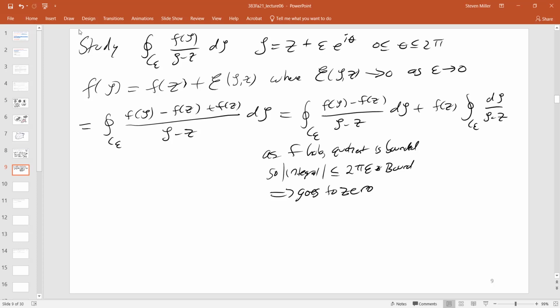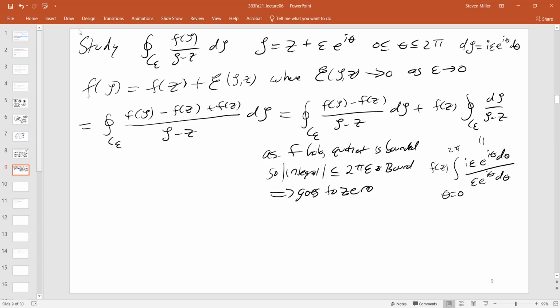And for the other one, we're now just integrating, zeta is equal to z plus epsilon e to the I theta. So now, d zeta would be I epsilon e to the I theta d theta. And so this integral would just become f of z, the integral of theta goes from 0 to 2 pi. D zeta is I epsilon e to the I theta d theta. Zeta minus z is going to be epsilon e to the I theta.